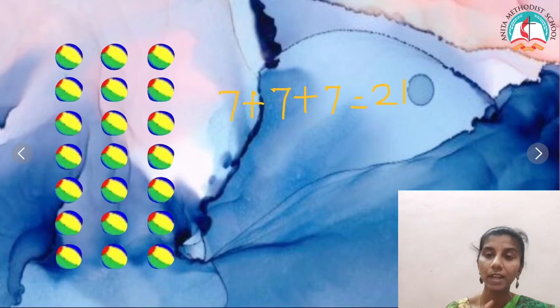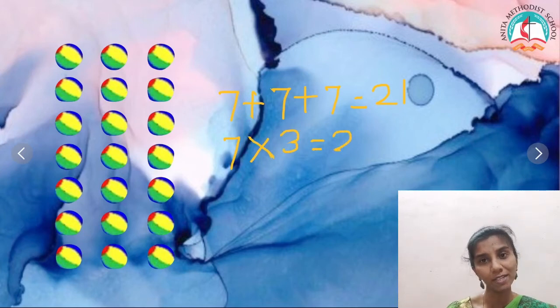Otherwise how can we write 7? How many columns are there? 3. So 7 into 3 equal to 21. Shall we move to the next example?